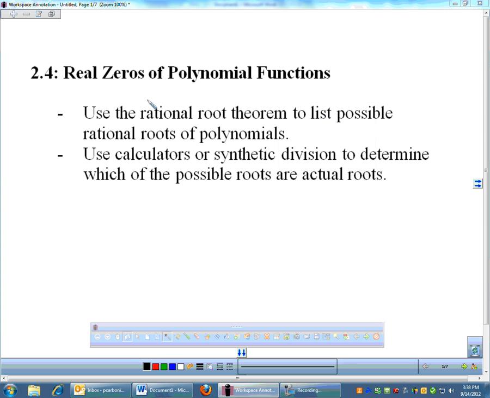Okay, real zeros of polynomial functions. This is something you've done last year. It's called the rational root theorem. I think our textbook calls it the rational zero theorem, but remember we talked about that. Zeros and roots are the same thing. They're all x-intercepts. And we're going to use our calculators to cut back on some of the long, tedious work on these problems, and you'll see what I'm talking about later.